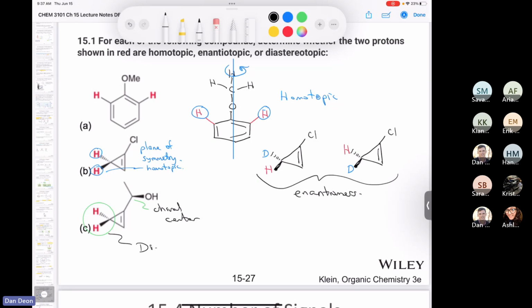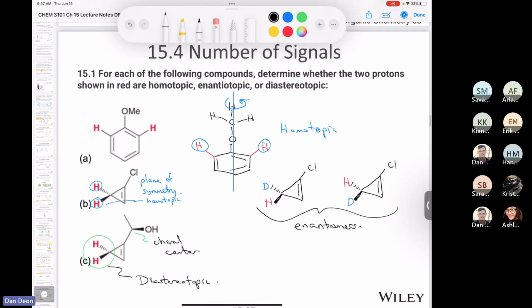Diastereotopic. And again, you could do the replacement test. And if you do that, you'd see that you would end up with a pair of diastereomers. So there you go. We've covered homotopic, enantiotopic, and diastereotopic. Any questions about that before we move forward?